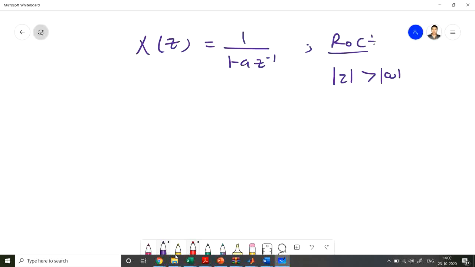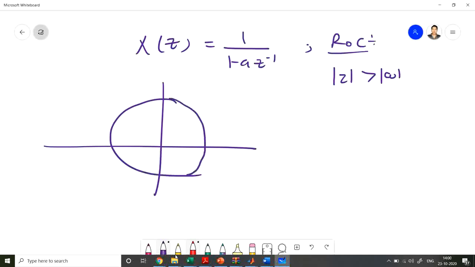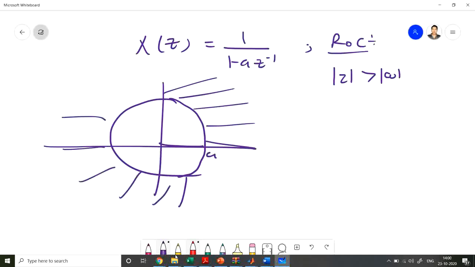Now what is the meaning of modulus of z greater than mod a? We have a circle of radius a, and the ROC is outside this. This is the z plane, this is the real part of z, this is the imaginary part of z. So mod z greater than a means it is outside the circle. So the region of convergence is that the modulus of z should be greater than the modulus of a. This is the region of convergence for this z transform.